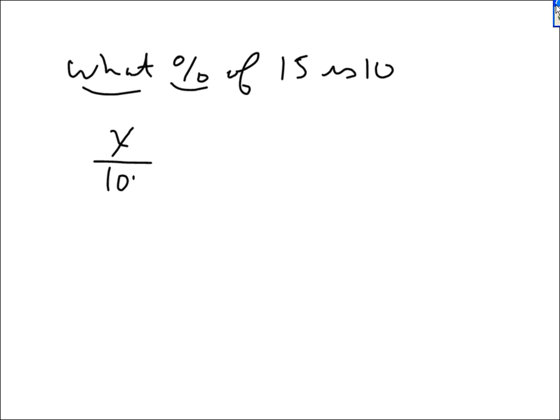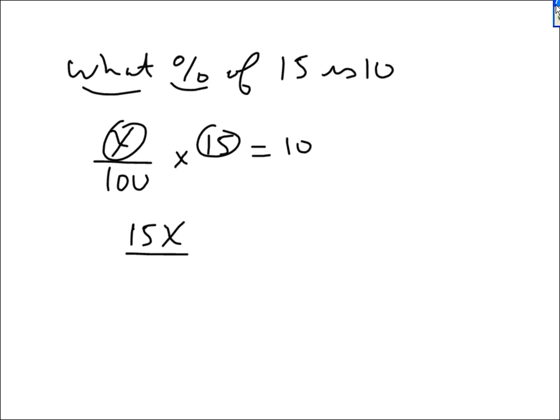Suppose I asked you, what percent of 15 is 10? What means x? Percent means divide by 100. Of means times. So x over 100 times 15 is 10. Multiply the tops: x times 15 is the same as 15 times x, or 15x, over 100, equal to 10.